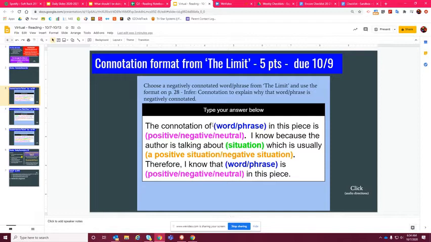So all you would really need to do is take your cursor and delete this essentially and type the connotation of the word or phrase that you found in the piece. Same thing down here for positive, neutral, negative, the situation. So you already have the format written for you. You just have to change the different colored font. So that would be the first one.